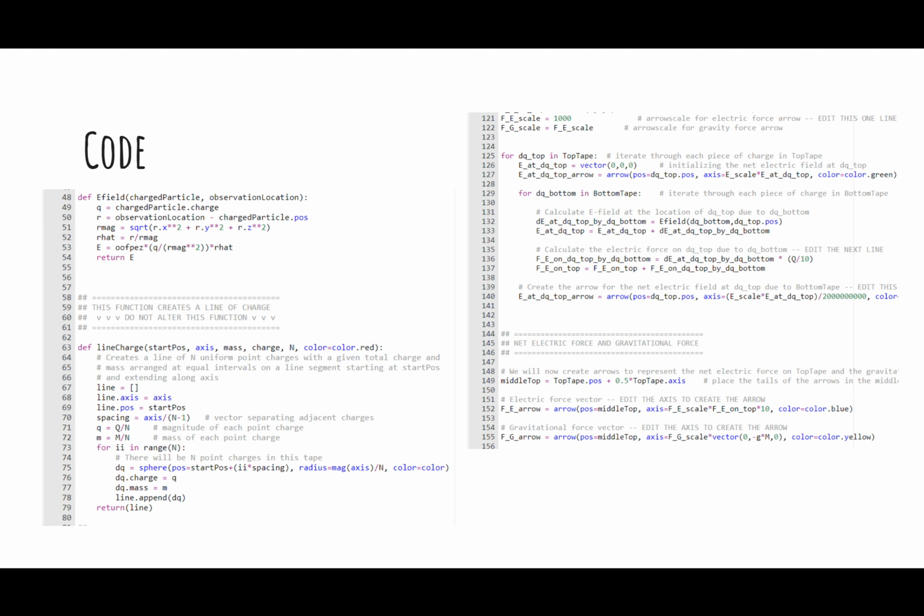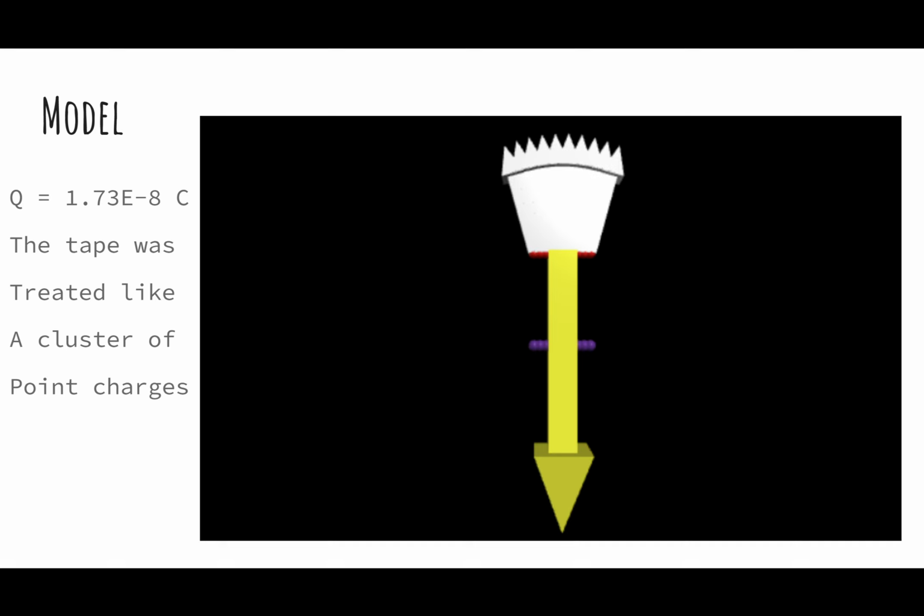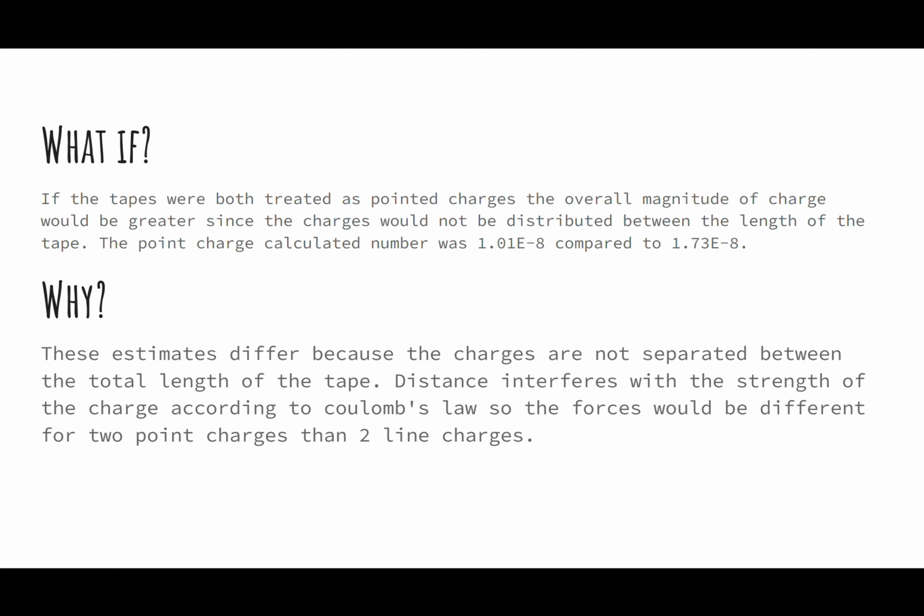This is just a review of my code, and here's the model. So to simulate the interaction, we modeled a tape as a cluster of point charges, and through the model and the code, we estimated the total charge should be around 1.73 times 10 to the negative 8 coulombs. But if instead we treated the tapes as single point charges, the estimated charge came out lower, 1.01 times 10 to the negative 8 coulombs.